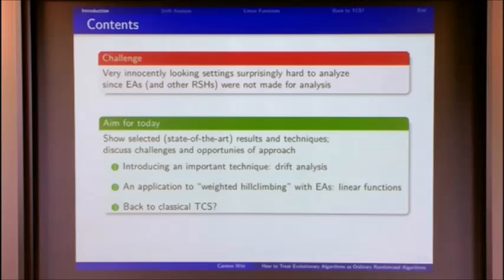My talk is divided into 3 parts. I will introduce to you one important technique for the analysis of randomized search heuristics, namely drift analysis. I'll show you one application to a benchmark problem, so to speak, which could be called weighted hill climbing. How good are EAs at optimizing linear functions? Can we get any running time bounds here?